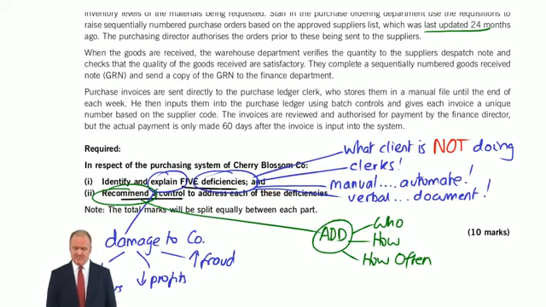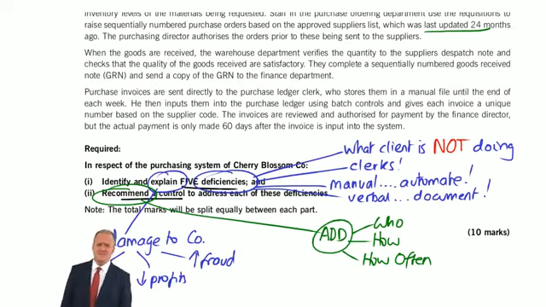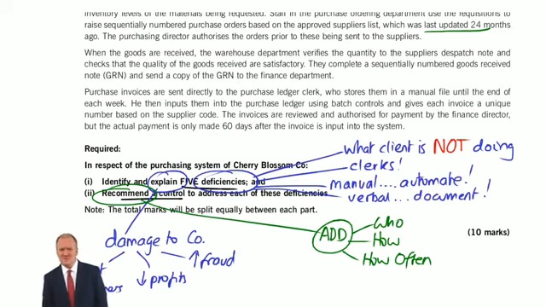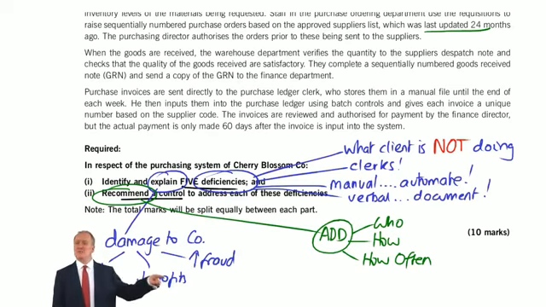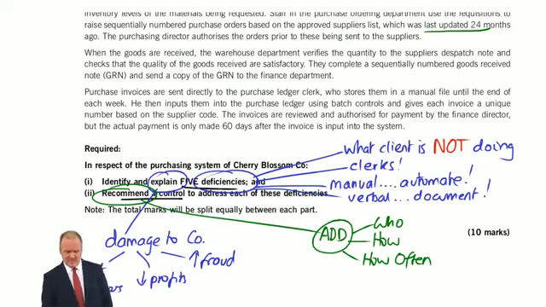Inputs the purchase ledger using batch controls and gives each invoice a unique number based on the supplier code. No, purchase invoices need to be sequentially numbered. Because if you don't sequentially number them, how do you know they're all on the system? You wouldn't see gaps, would you? The invoices are reviewed and authorised for payment by the finance director. Good. But the actual payment is only made 60 days after the invoice is input into the system.